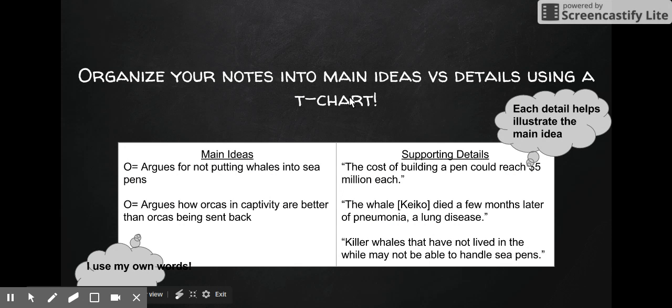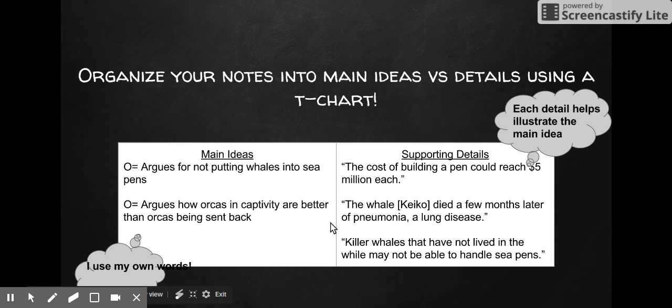So this is the T-chart. This is how I kind of want it to look. You have your main ideas on one side and supporting details on the other. Notice for the main ideas, I'm not putting any quotes back from my Google document. I'm writing it in my own words. The main idea was that whales shouldn't be in sea pens, and it's saying how orcas in captivity are better than orcas being sent back into the ocean. So that's the main idea or the claims of this article. If you look at my supporting details, though, these are all details and facts and quotes that go back to support these arguments I just wrote in my own words.